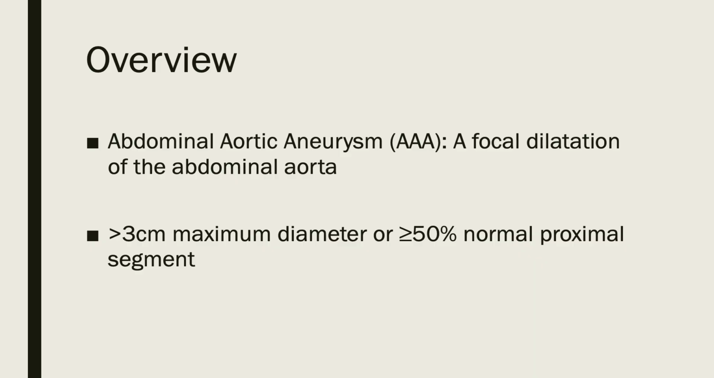When we use the term abdominal aortic aneurysm, or AAA for short, what we're describing is a focal dilatation of the abdominal aorta. Typically, the dilatation is greater than 3 centimeters in maximum diameter, or can be greater or equal to 50% of a normal proximal segment.